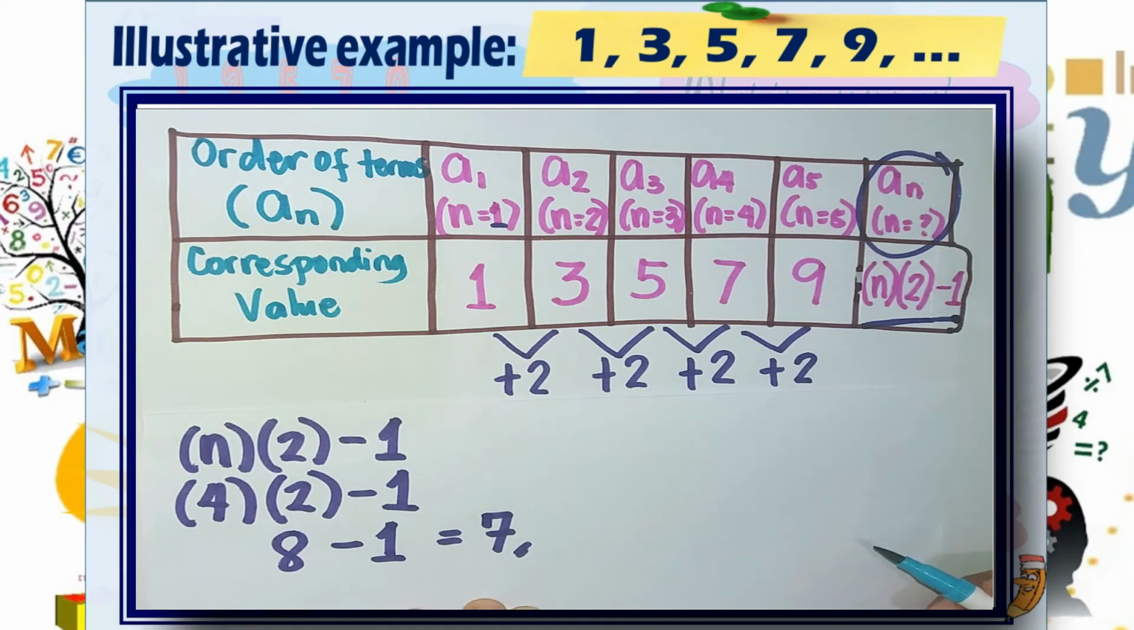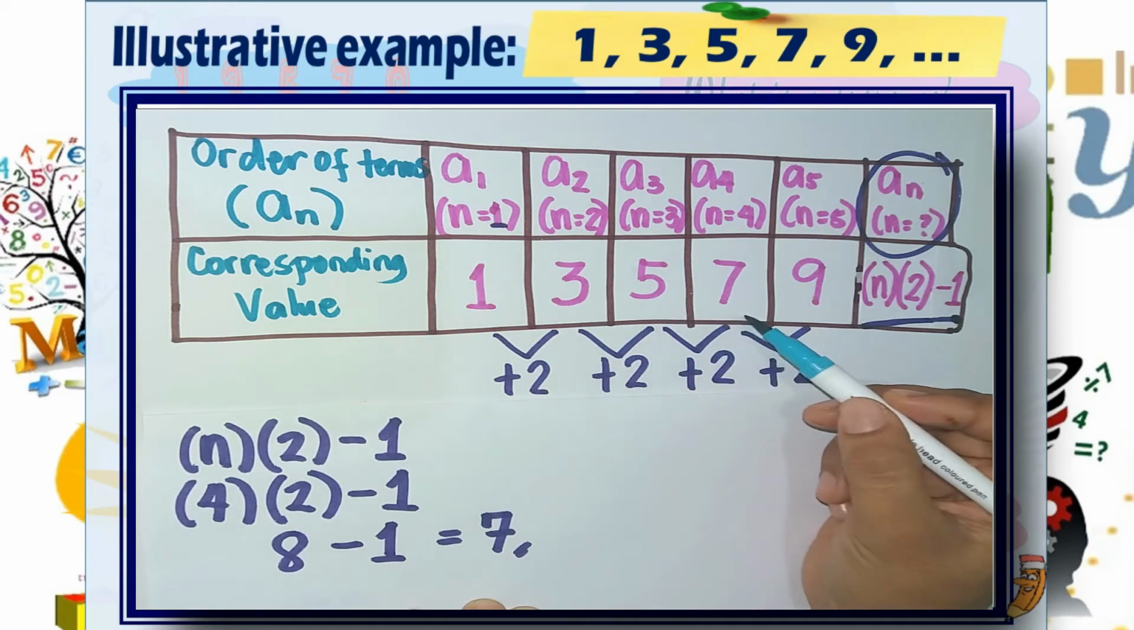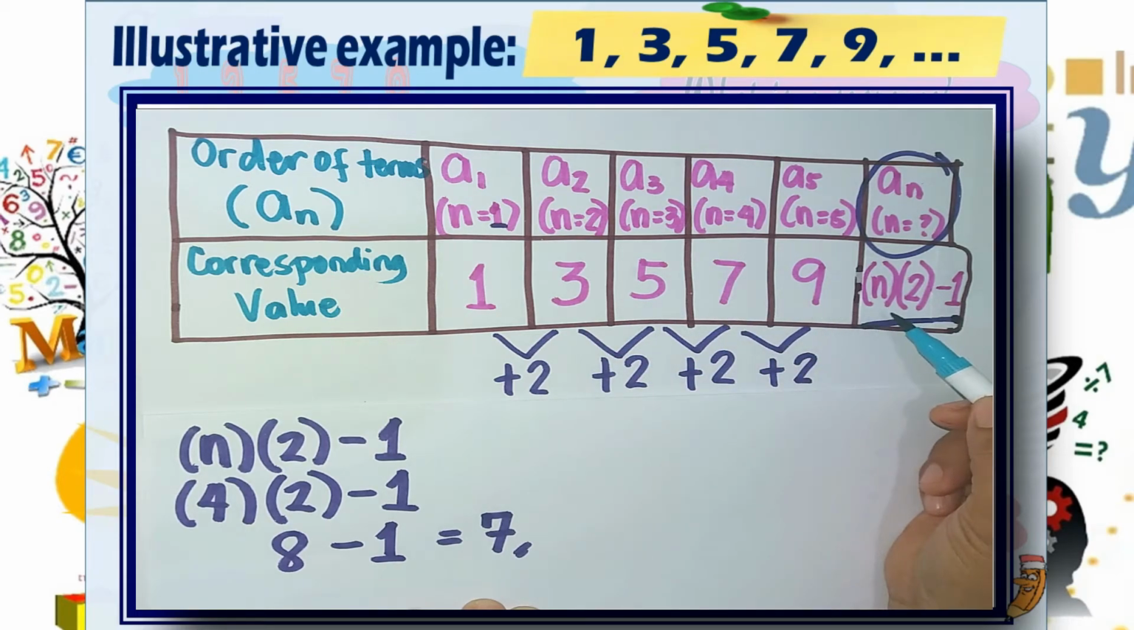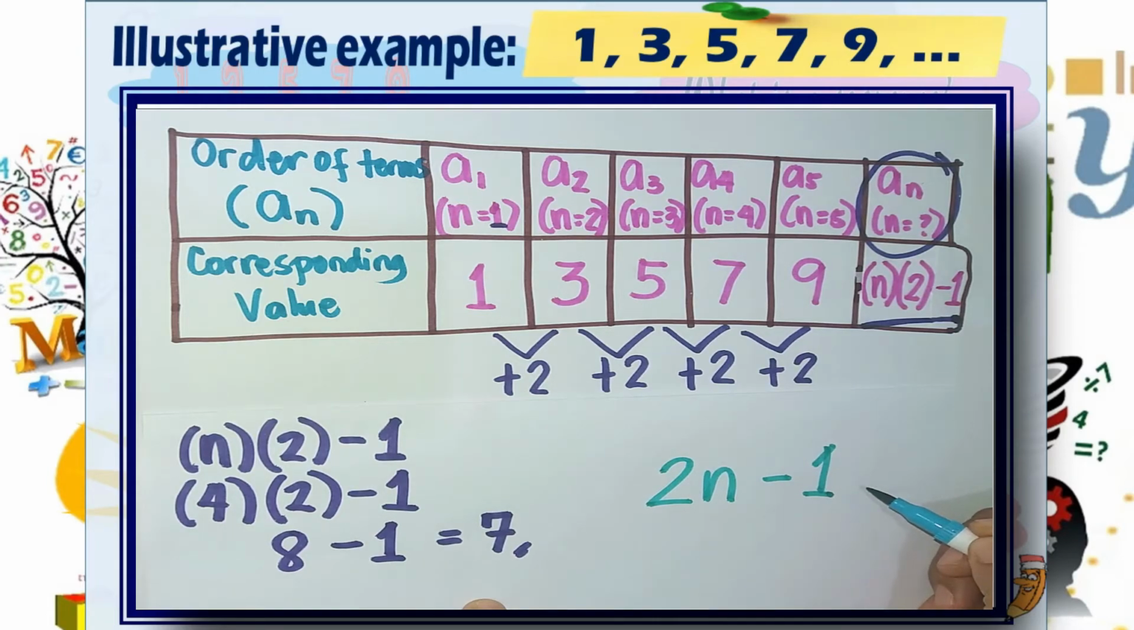Again, the generated pattern that satisfies the given sequence 1, 3, 5, 7, 9, and so on is n times 2 minus 1. Always remember that any formula or expression should be written in standard form. Therefore, instead of writing the formula as n times 2 minus 1, you can write it as 2n minus 1. This is now the generated pattern or the explicit formula that we are looking for.